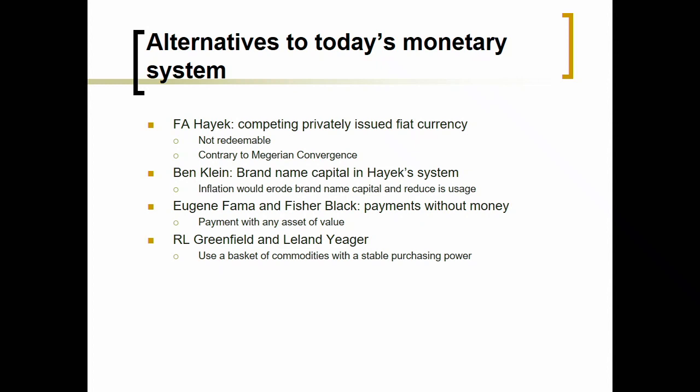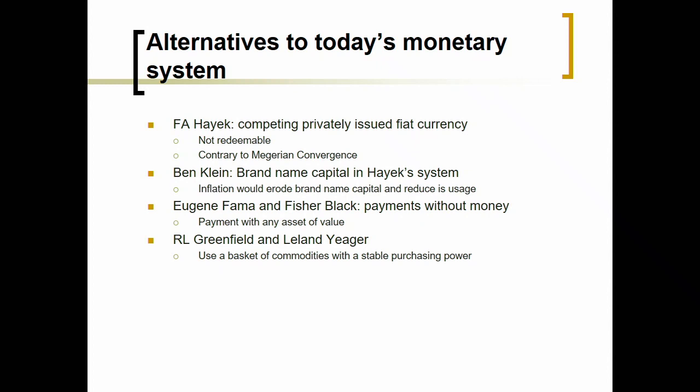Eugene Fama and Fisher Black. Fama has the Nobel Prize. I think, well, Black has the Nobel Prize too, writing with someone else. They're more finance guys. They said you can do payments without money. So instead of using US dollars, it's any asset of value. So you could use treasury bills, bonds from Apple. Anything that has a certain value, you could use to pay for stuff.